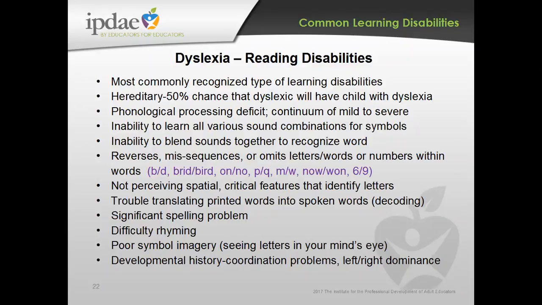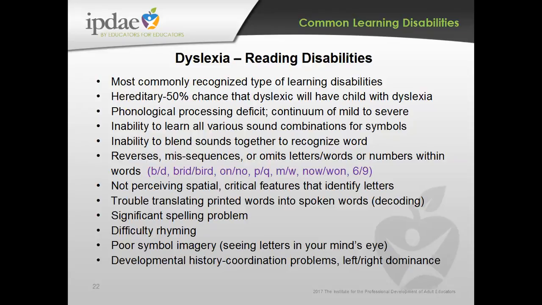Spelling problems, rhyming. It's common for young children to struggle with rhyming, but if you've got children that are 8, 9, 10, and 11, and they can't do rhyming words, that's an indicator that there may be a problem. Poor symbol imagery, and I'm going to give you an example of symbol imagery in a while.